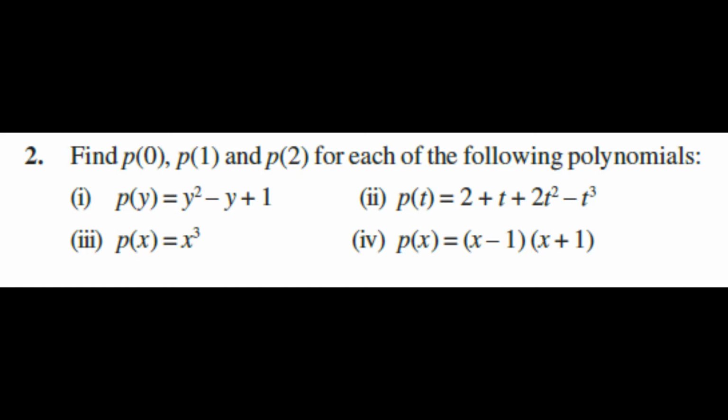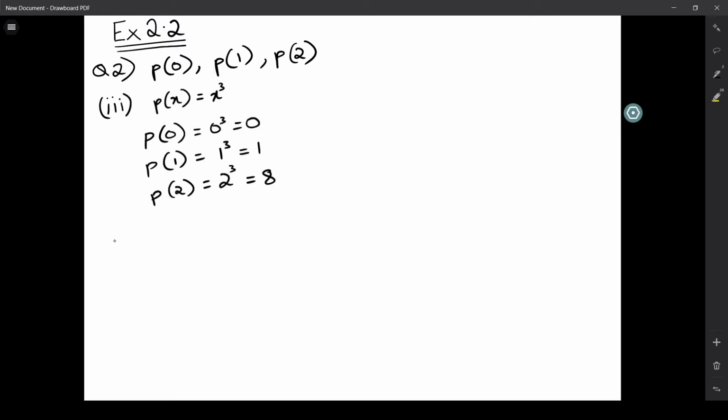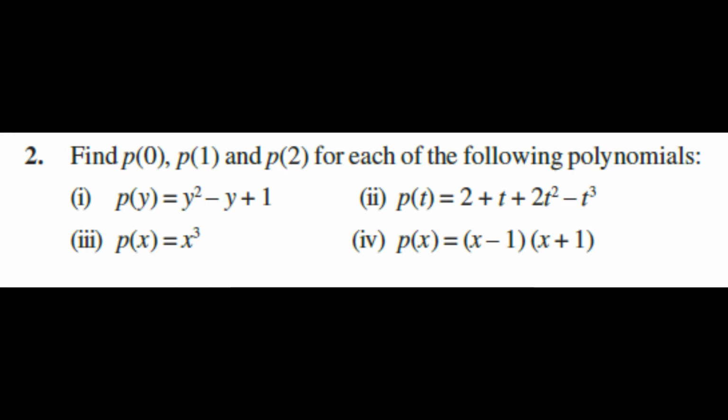The third part of this question is p of x is equal to x cube. Here, like before, for p of 0, we will replace x with 0. We get 0 cube, which is 0. P of 1 will be 1 cube, which is 1. P of 2 will be 2 cube, which is 8. Moving on to the fourth part.